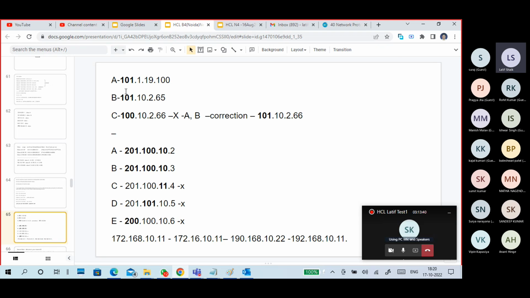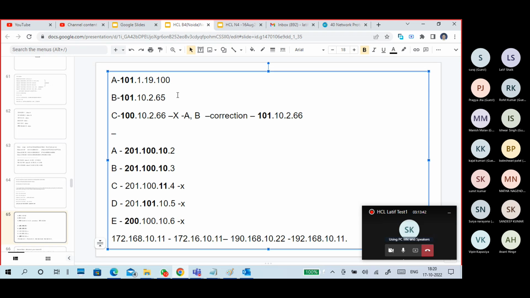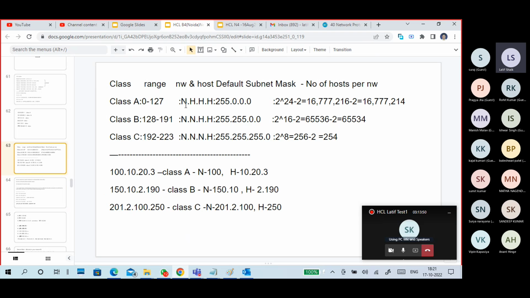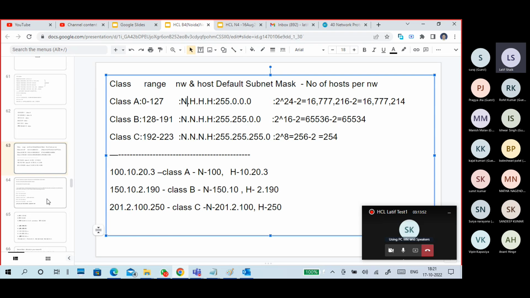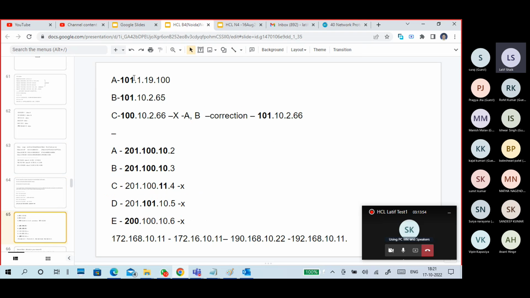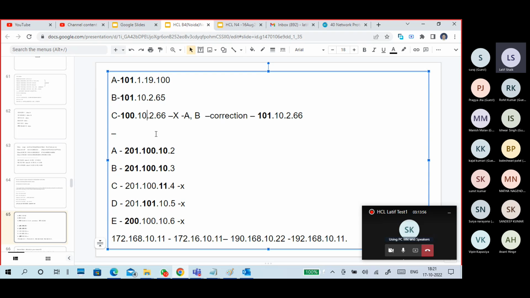Class A, Class B, Class C. In class A, only the first portion is the network portion. See, A, B, C, there are three computers. Here 101, 101, 100, so it is different. So A and B cannot communicate with C. The same goes here.